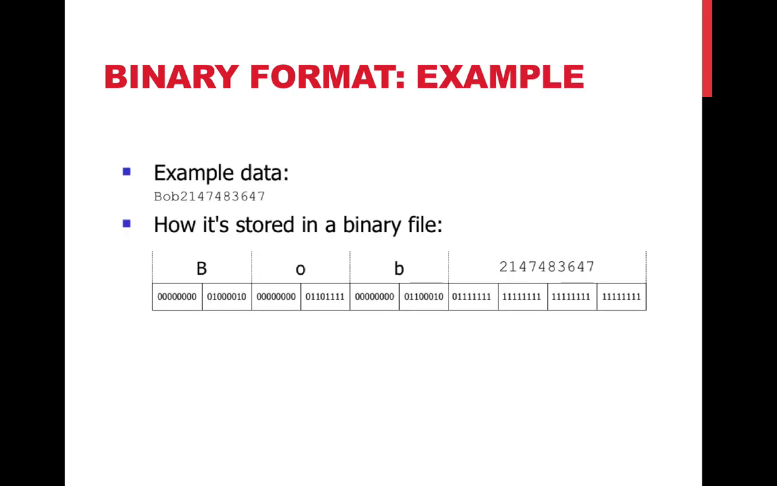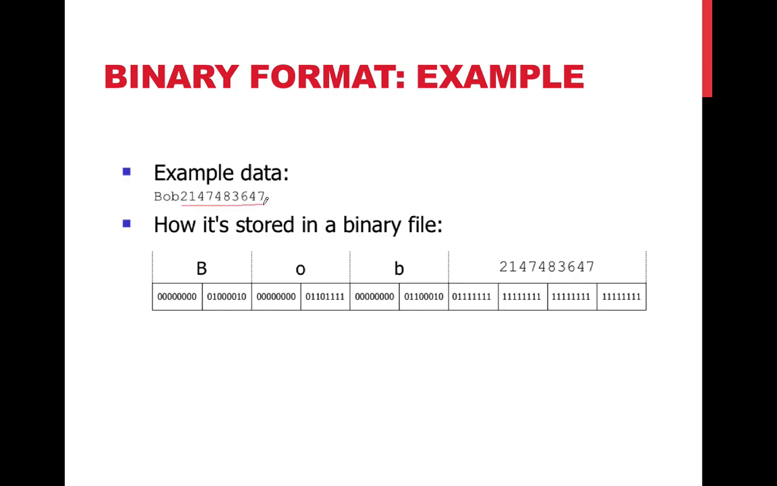So here is an example. If you want to store Bob and this number in the binary format in a Java system, each character is a 2-byte Unicode. So uppercase B's corresponding Unicode value is stored in 2 bytes, and then lowercase o and lowercase b, and then this is one integer number.